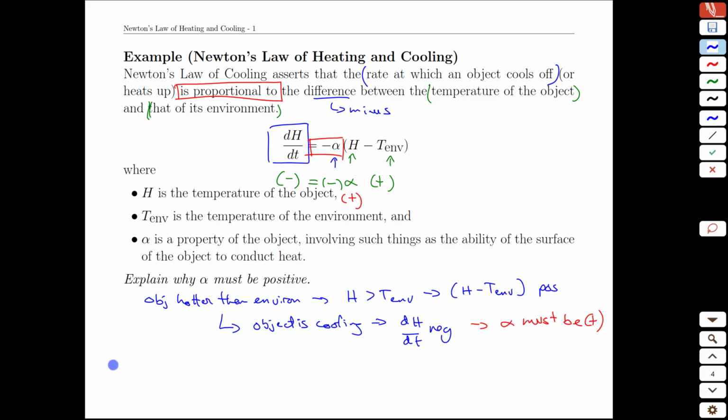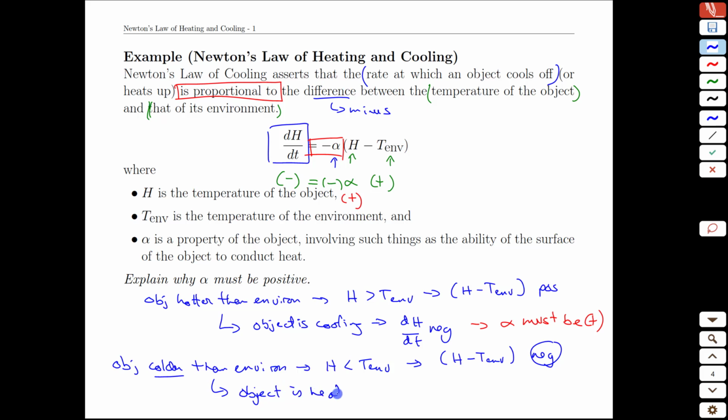Well, what about the other direction though? What if the object is colder than the environment? Well, in that case, your temperature H of the object is lower than T environment. And that means the term in our differential equation, H minus T environment, imagine you have something out of the fridge at 4 degrees, 20 degrees outside, 4 minus 20 would give us something negative. And at the same time, you take something cold, put it on the counter, the object is heating up. And if that's the case, dH/dt must be positive.